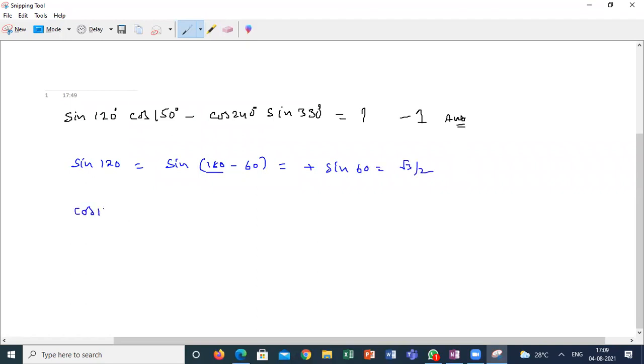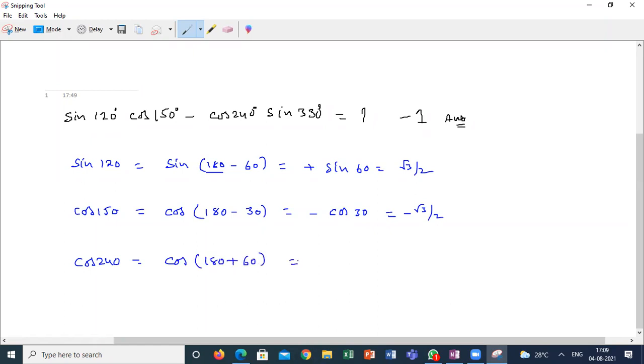Cos 150. I am writing cos 150 as cos of 180 minus 30. This is minus cos 30. This is how much? Minus root 3 by 2. Now cos 240. I am writing cos 240 as cos of 180 plus 60. This is minus cos 60. This is also minus 1 by 2.